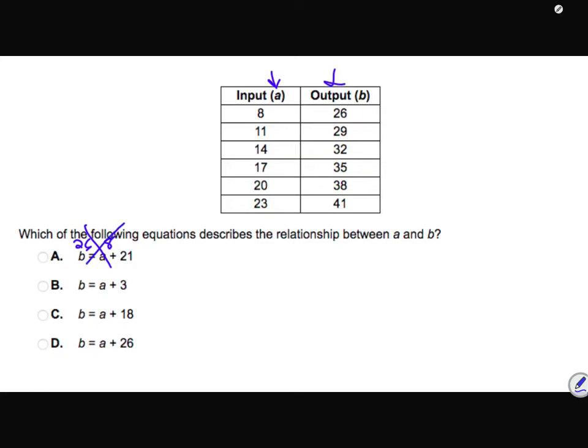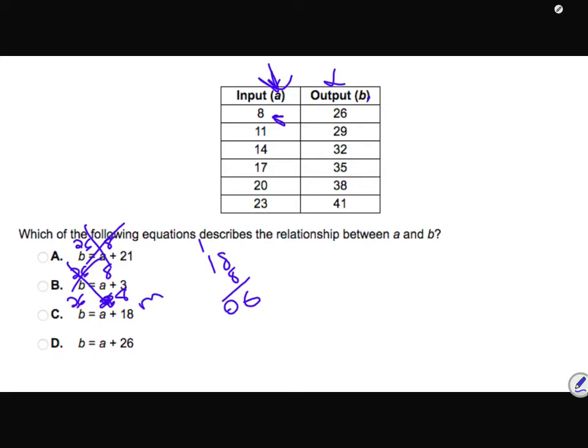I'm going to try B. So B is my output. I'm going to pick my first one. I'm going to do 26 is my B. My input is my A. 8 plus 3, no, 8 plus 3 is not 26, so it's not that one. My B is my output, so I'm going to put a 26 right here, equals A plus 18. Oh no, I lied, is 8 plus 18 26? Well, let's check it. Oh, it is, so that's a maybe. I'm going to come back to that one.